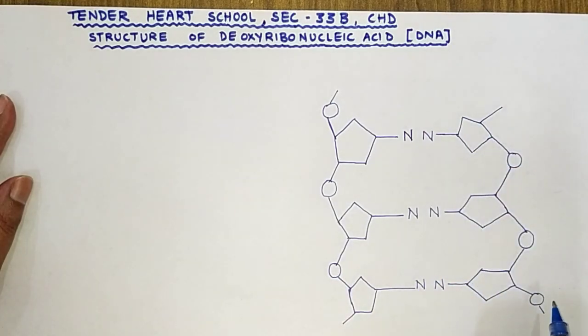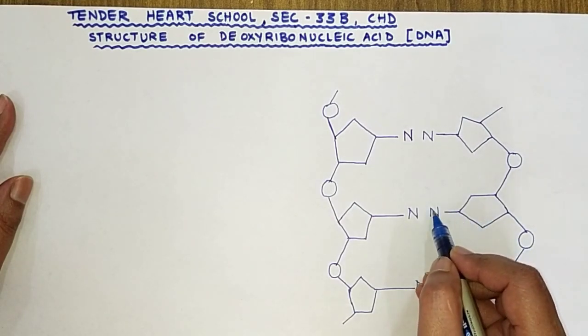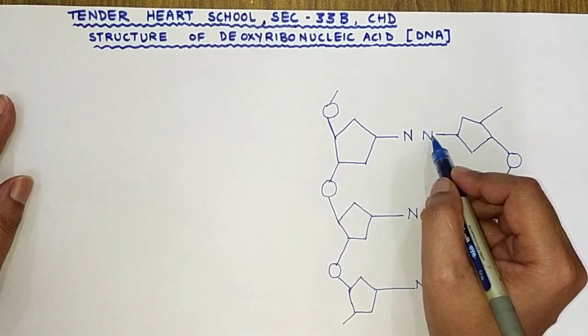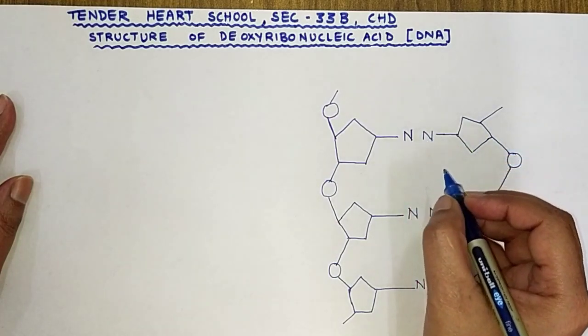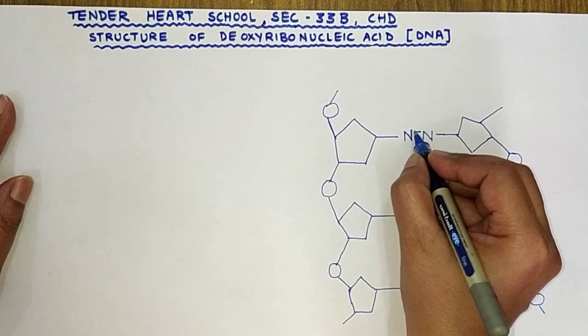Similarly, the second strand: phosphate, pentose sugar and nitrogen base. Now these 2 strands with their nitrogen bases are attached with the help of weak hydrogen bonds. They are joined with the help of weak hydrogen bonds.